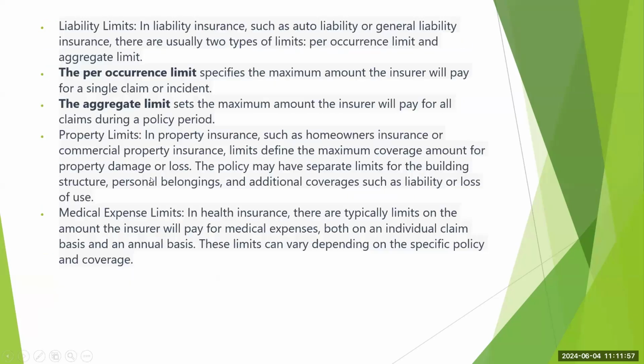Liability limit. In liability insurance, such as auto liability or general liability insurance, there are usually two types of limits: per occurrence limit and aggregate limit. What does per occurrence limit mean? It specifies the maximum amount the insurer will pay for a single claim or incident. Aggregate limit sets the maximum amount the insurer will pay for all claims during a policy period.